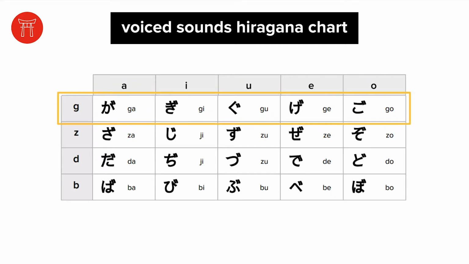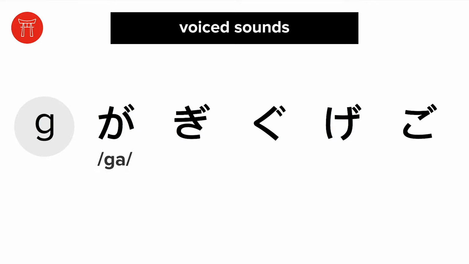Starting with the first row, we've seen that a dakuten changes ka to ga. So, ki with a dakuten will become gi. Let's read the whole row. Ga, gi, gu, ge, go. Let's see how it works in real words. ここ means here. If we add a dakuten to both hiragana in this word, it becomes gogo. Now the word means afternoon.